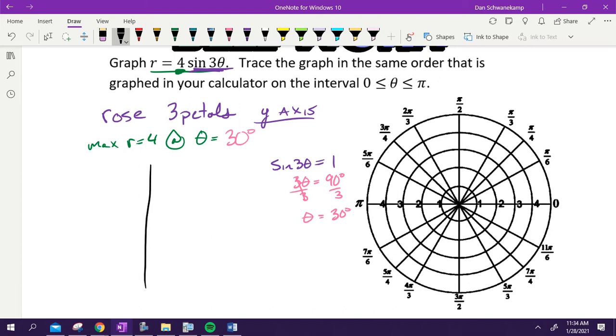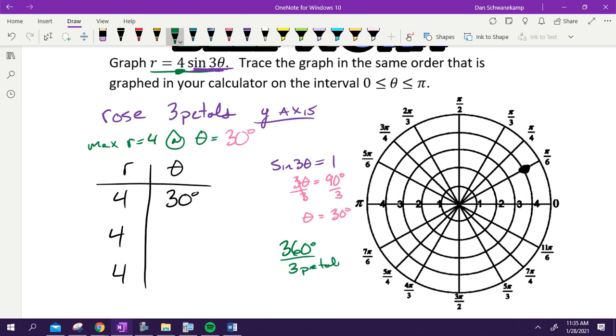If we were to put this on a good old T-chart, I've got radius and thetas. I'm going to have 3 petals. I know one of them's at 30 degrees. 30 degrees would be right there. What can I do here, Joey, to find my next petal? 360 degrees. That's how big a circle is, and he divided it into 3 petals. Because we have 3 petals each, we take 360 divided by 3, and that would tell me that each petal is going to be 120 degrees apart.